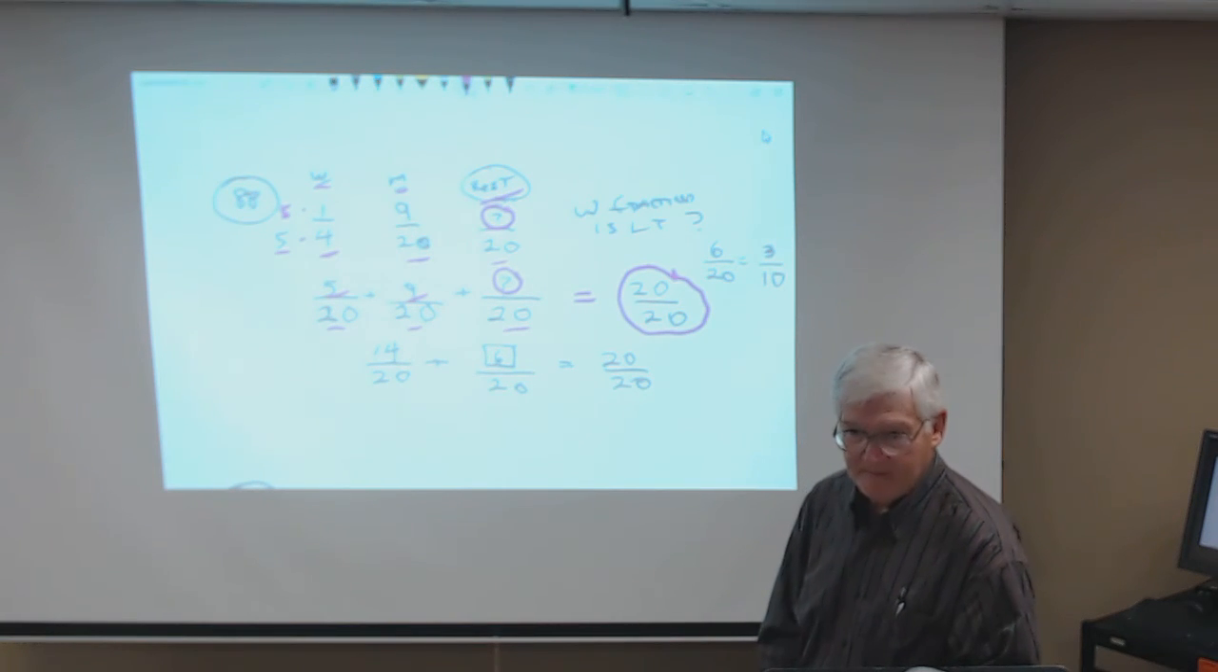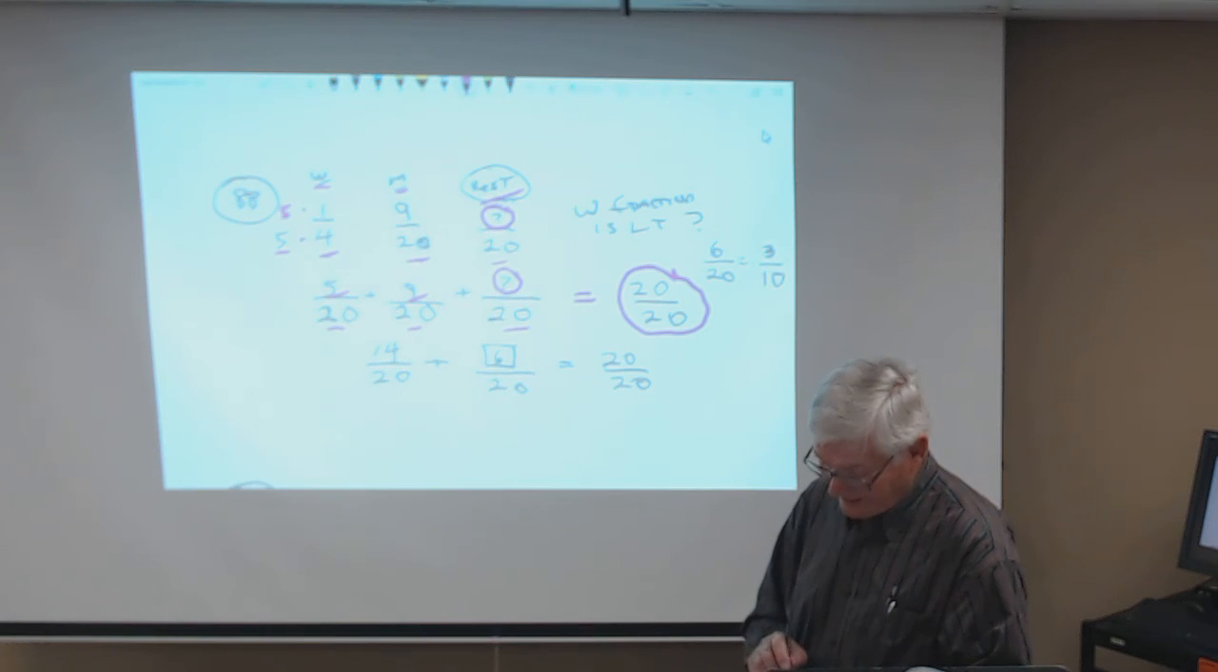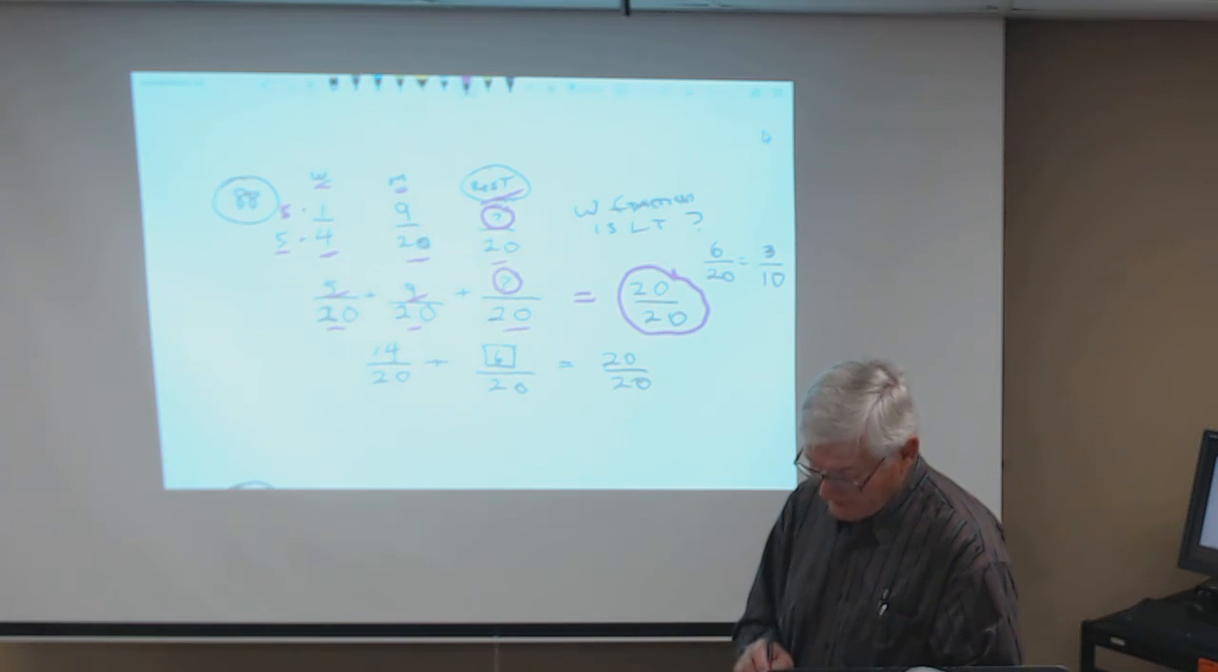Everybody follow that thinking? So what would I have to add? Well, 5 20ths and 9 20ths would make 14 20ths. So 14 20ths plus what?